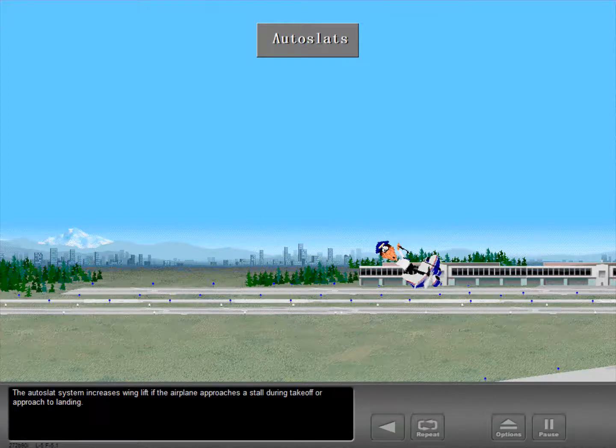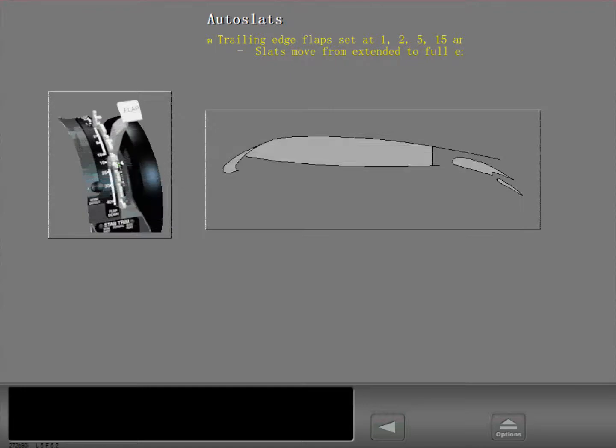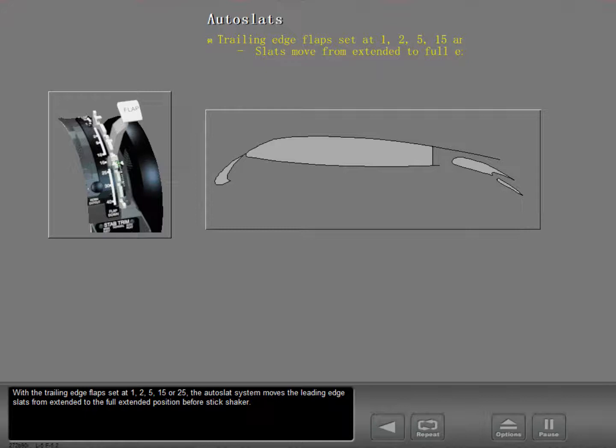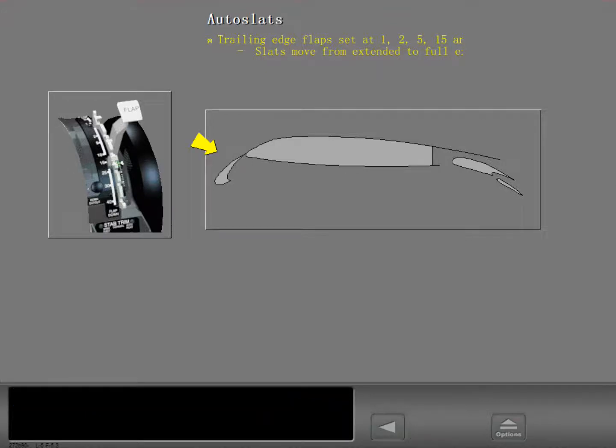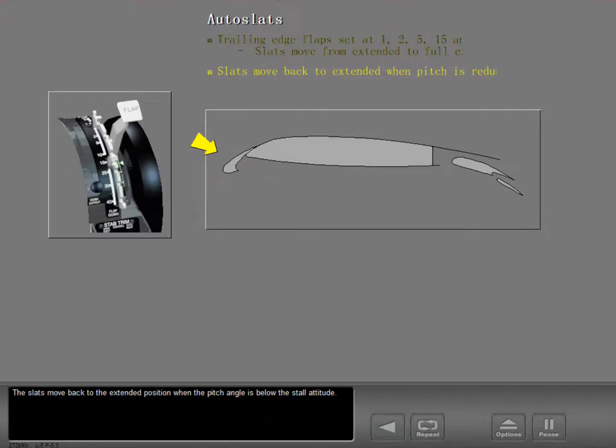The auto-slat system increases wing lift if the airplane approaches a stall during takeoff or approach to landing. With the trailing edge flaps set at 1, 2, 5, 15, or 25, the auto-slat system moves the leading edge slats from extended to the full extended position before stick shaker. The slats move back to the extended position when the pitch angle is below the stall attitude.